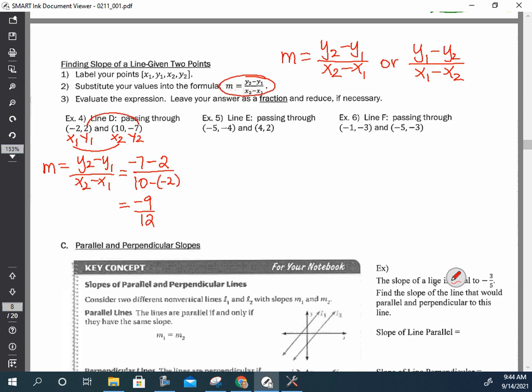You have to reduce that. You can divide the top and the bottom by 3. So that gives you -3 over 4. And that is your final answer for the slope. Since this is a negative slope, that means if it was on a graph, your graph would be falling from left to right.